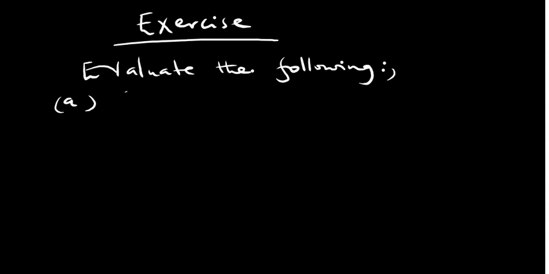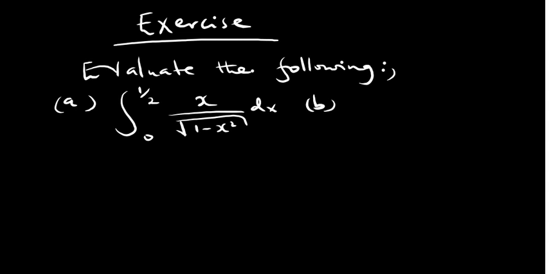we shall have integral from 0 to a half of x out of square root of 1 minus x squared with respect to x. Part B shall have integral from 0 to 4 of 2x square root of 4 minus x with respect to x.